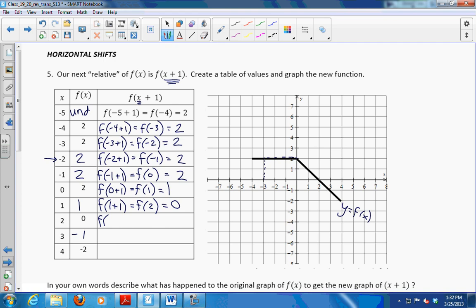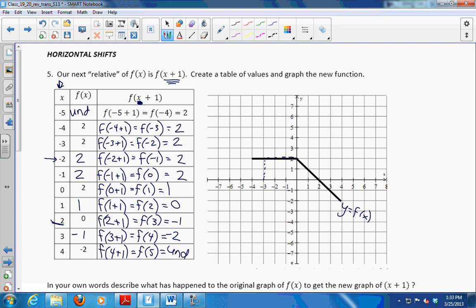2 plus 1. Great. I'm plugging in these x values, so I'm replacing this x right here with these values. My value for x is 2, so I'm going to do f of 2 plus 1, which is f of 3, which is negative 1. And when x is 3, I'm going to do f of 3 plus 1, which is f of 4, which is negative 2. And when x is 4, I get f of 4 plus 1, which is f of 5, which is what? Undefined.